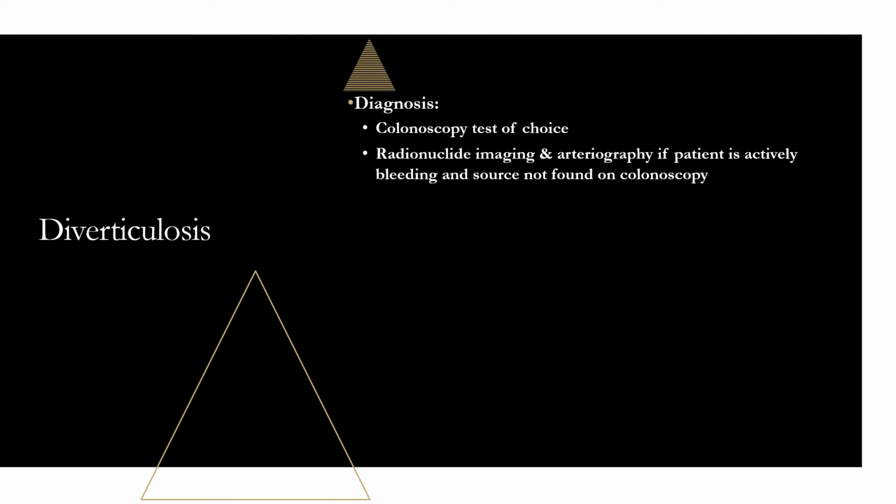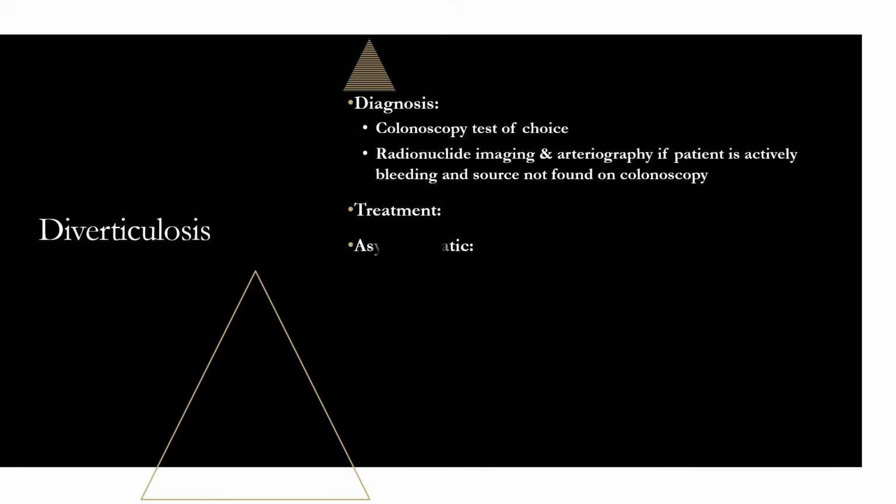If there is active bleeding in these patients and you don't visualize it on a colonoscopy, you want to do either radionuclide imaging or arteriography if a patient is bleeding and you need to find the source. So those are some other options. But really what you need to know for diverticulosis in general is going to be a colonoscopy.